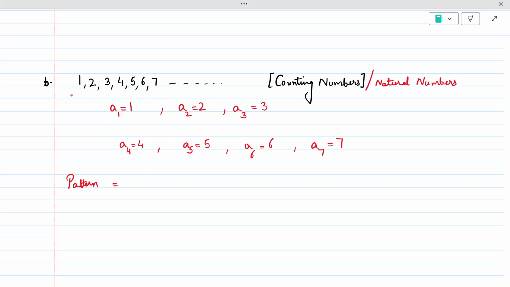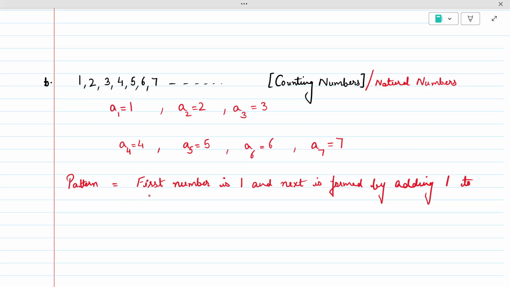Okay, so here the first number is 1 again. The first number is 1 and the next number is formed by adding 1 to the previous number.